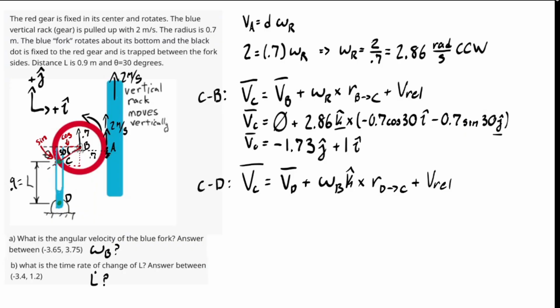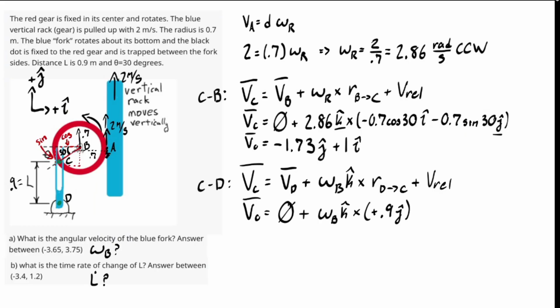So I know that there will be a relative velocity term here actually, so we can write that in a sec, because there is a slot that this point is sliding through. So VC equals VD. Now VD is just going to be 0, right? Because D is a fixed point. And then we'll keep WB in the positive K direction. And then with the cross product, the distance from D to C is a vertical distance, so it's only in the J. And we're going up the distance L, so we're going up 0.9 meters. So this is a positive 0.9 in the J.